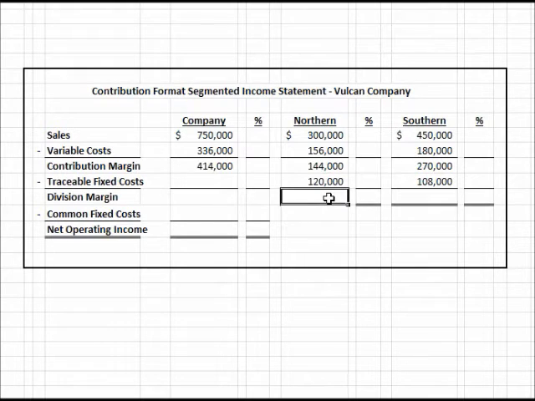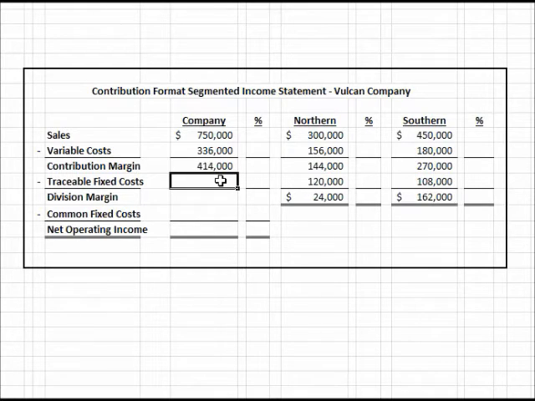So that would give us a division margin for the Northern Division of $24,000. For the Southern Division, it's $162,000. Now, the Northern has 120 in fixed costs traceable to it. Southern has 108 in fixed costs traceable to it.